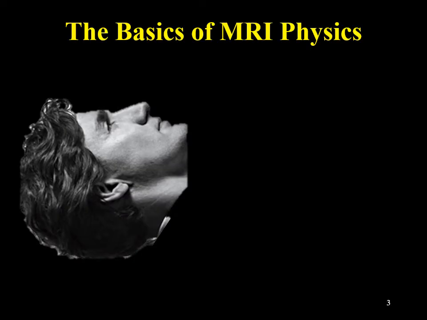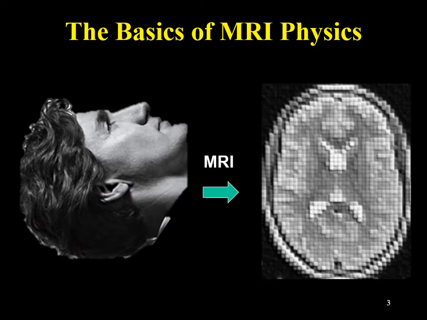The process that will be described is that the body part that we wish to image, in this case the head, is centered in the MR scanner. The imaging process is initiated, and the end result is a set of MR images of the body part that we placed in the scanner.